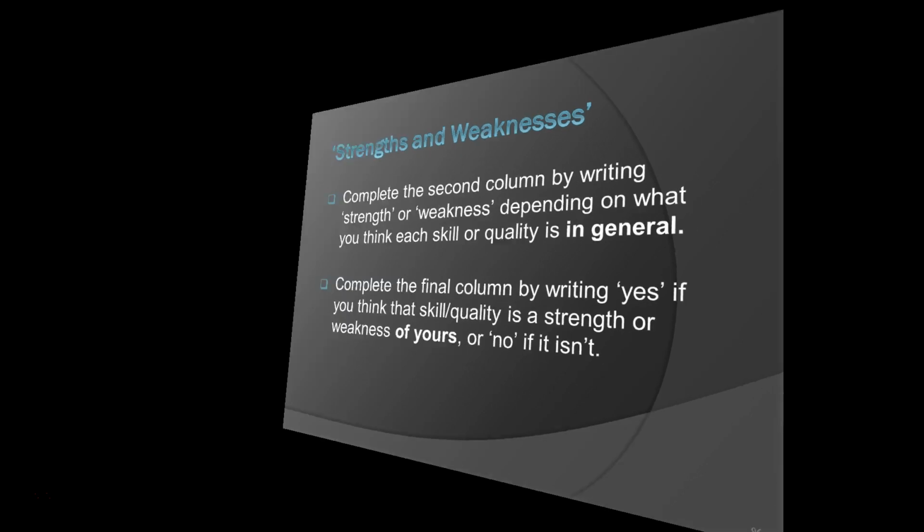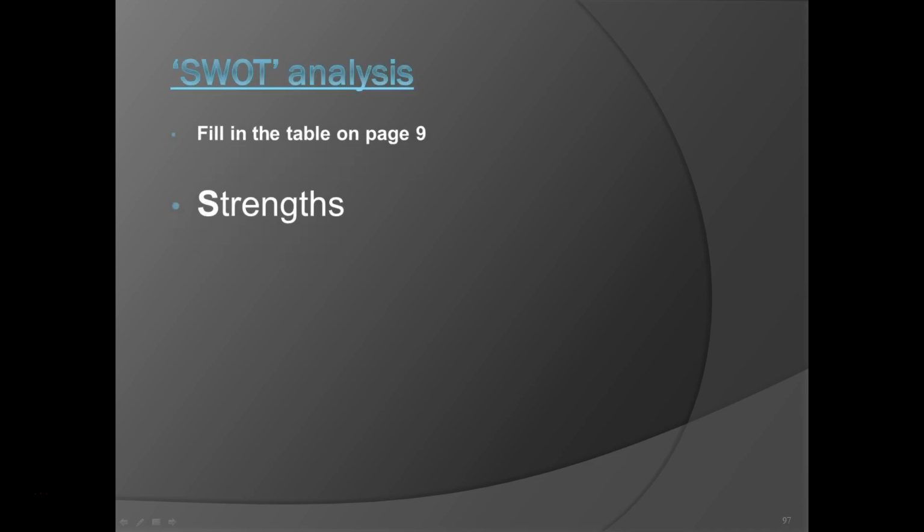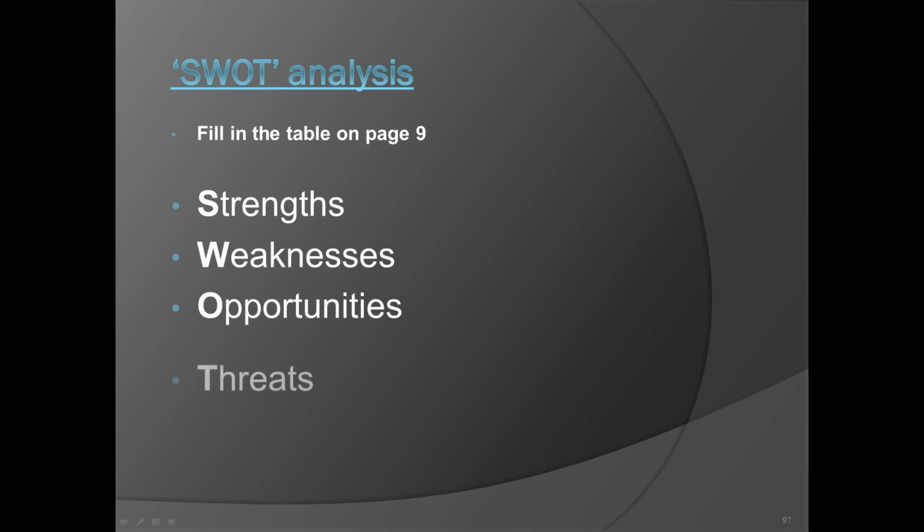Now, page 9 is what we call a SWOT analysis. And this is done a lot by businesses and by individuals as well. It's a good way of identifying what you do well, what you don't do so well, what you need to work on, what are the things that are coming up that will help you to do that, and what's going to get in the way. And the SWOT in SWOT analysis stands for strengths, weaknesses, opportunities, and threats.